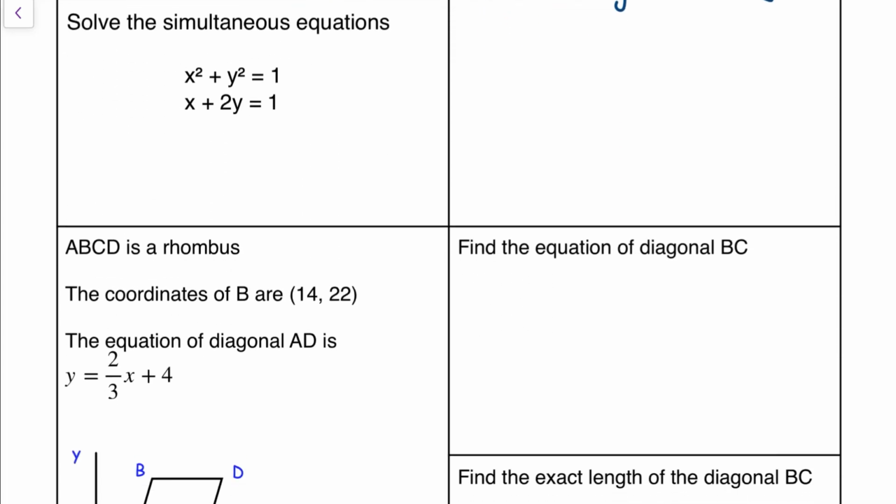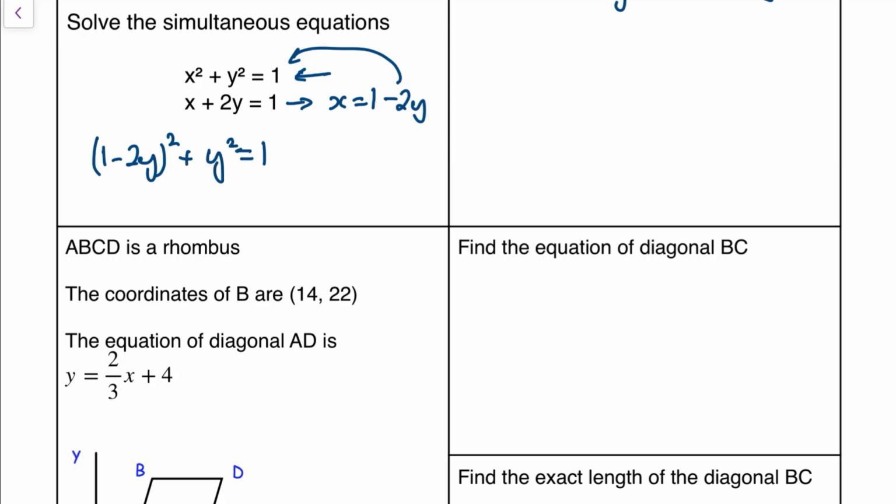Next question. Okay, simultaneous equations. Notably, simultaneous equations which are non-linear, because this one has squares in. So let's rearrange this one first. So that's going to give me x equals 1 minus 2y, and then I'm going to put it into here. So that's going to be 1 minus 2y all squared plus y squared is equal to 1. Expand my brackets, we'll do it over here.